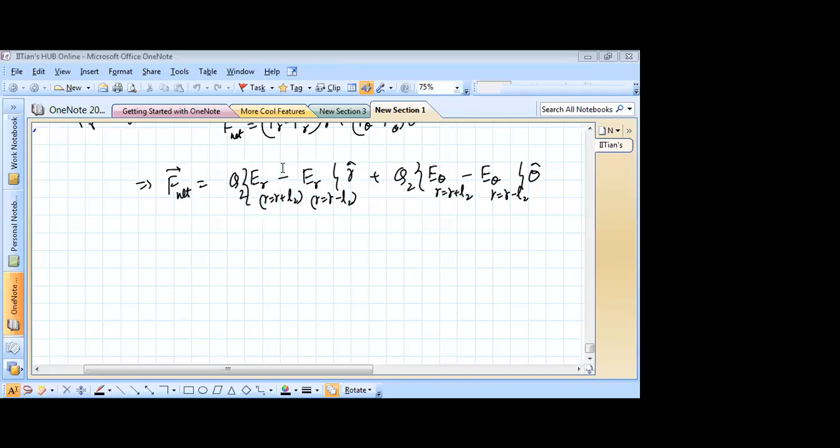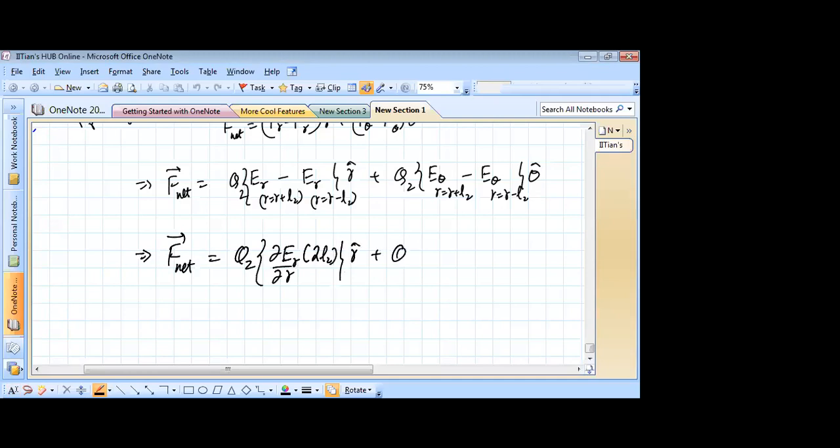Right. So now what will we do here? This term, again, we will write in terms of partial gradient. So this net force will become Q2 into del Er by del R times 2L2 R cap, plus Q2 into the gradient of the tangential component, but with respect to R, because it's the R position which is changing, into 2L2.